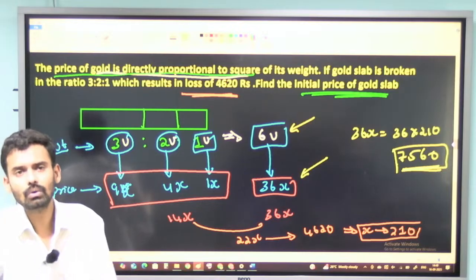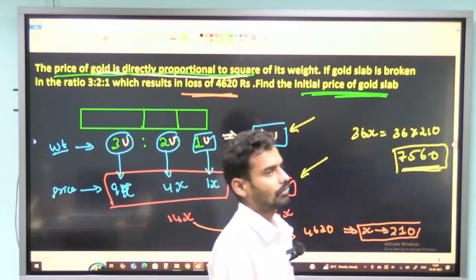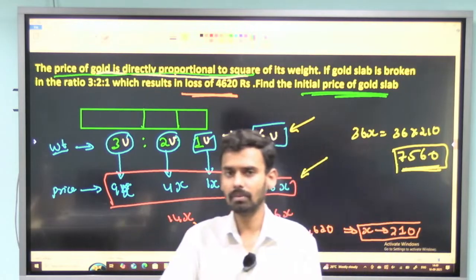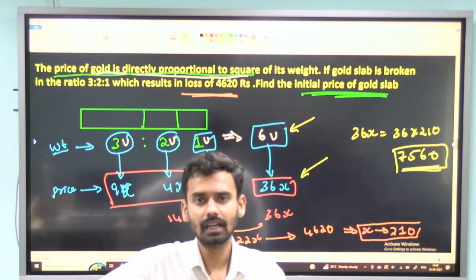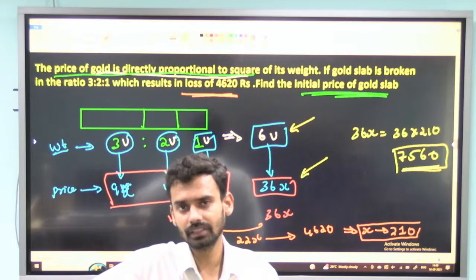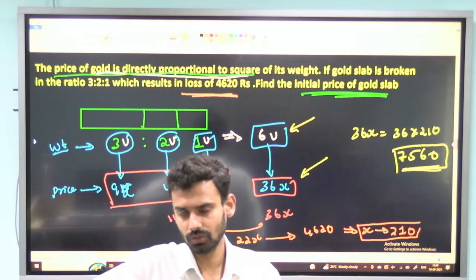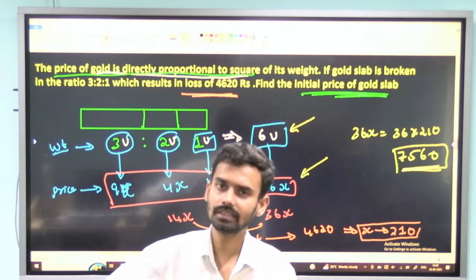So this is how we can apply some basic concepts of ratios to solve problems without forming the equation, and to avoid solving the equations, we can apply the ratios concept. So this is all for this class. Thank you.